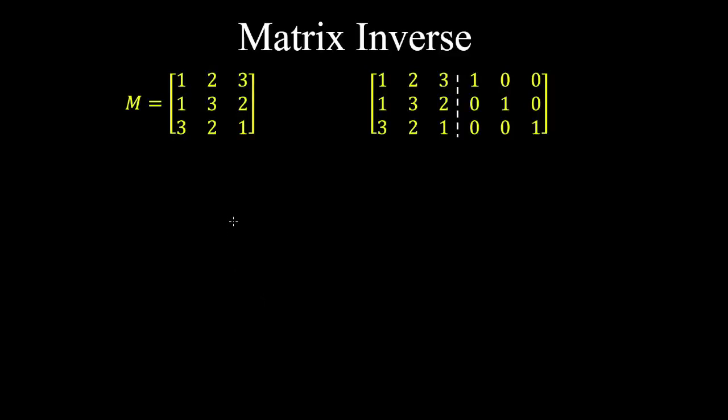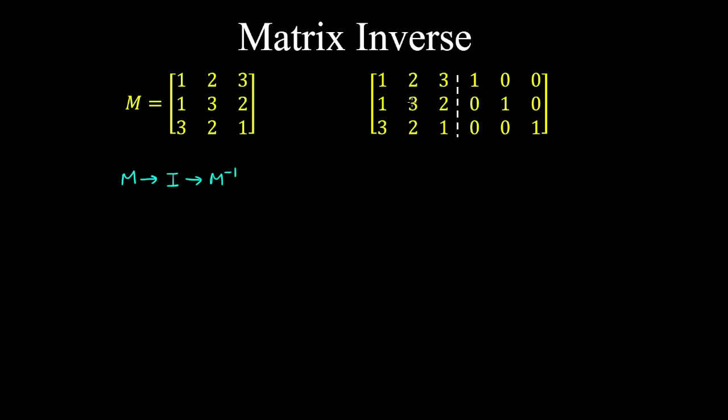We can use Gauss-Jordan elimination to invert a square matrix of any size. And the basic idea is that the same sequence of row operations that reduces M to the identity matrix will transform the identity matrix to the inverse of M, provided the inverse exists. So this is best demonstrated in an example.